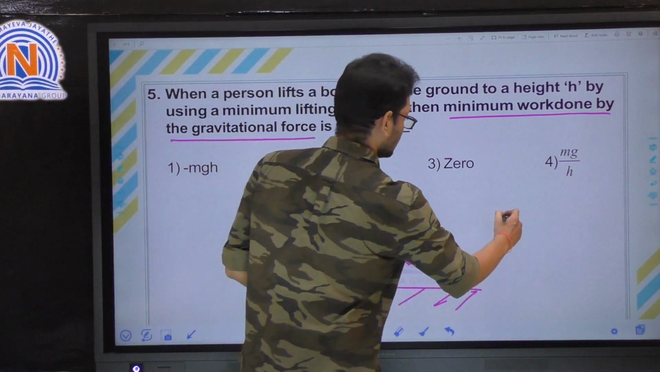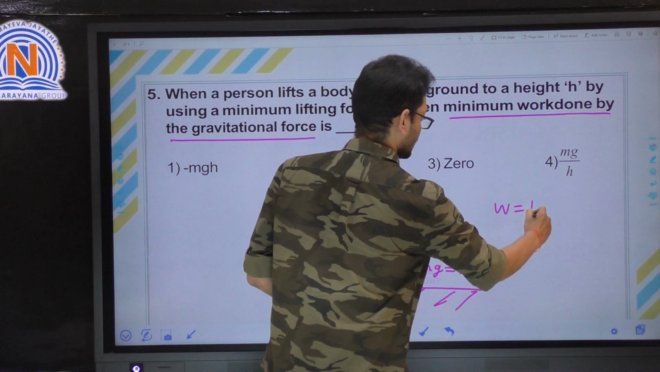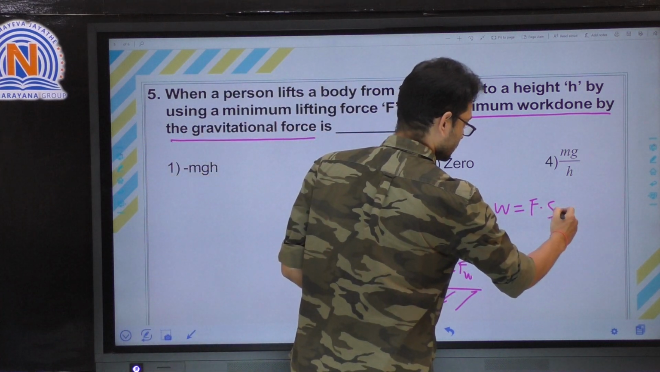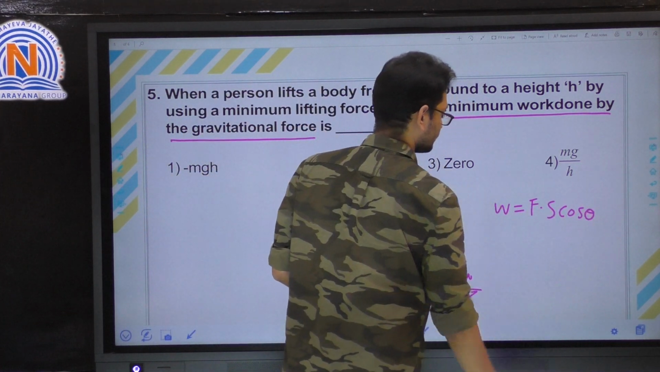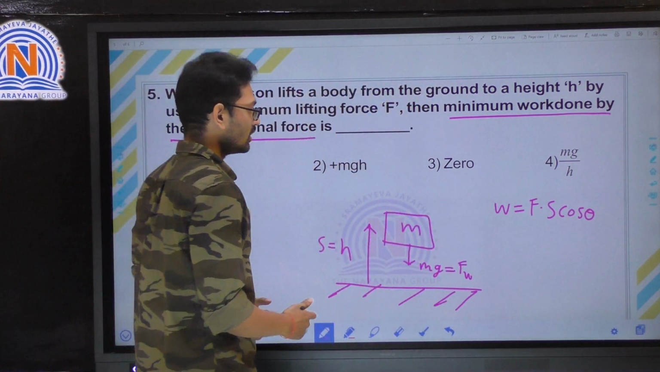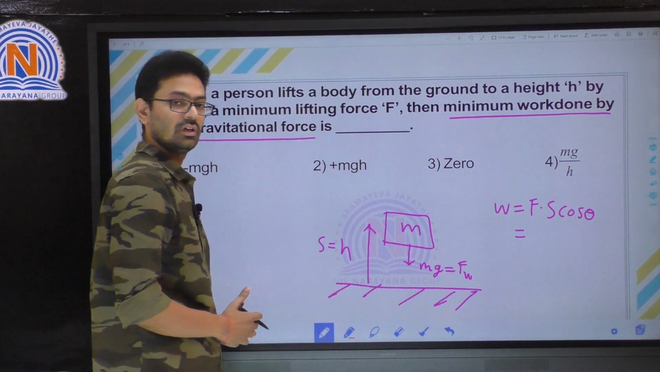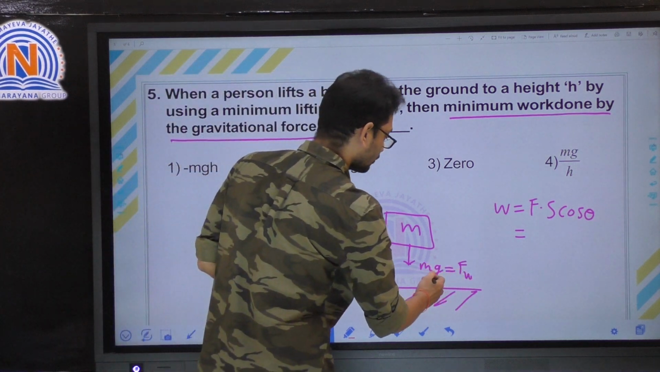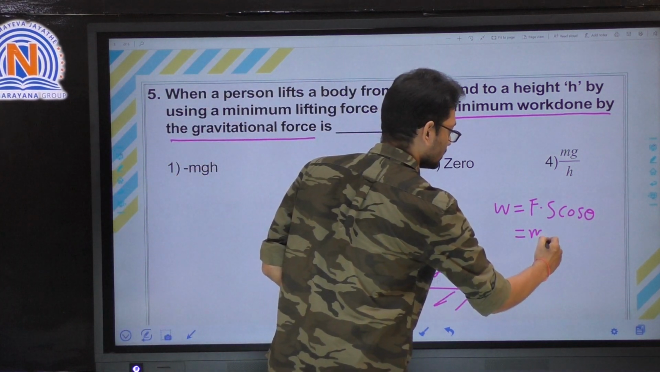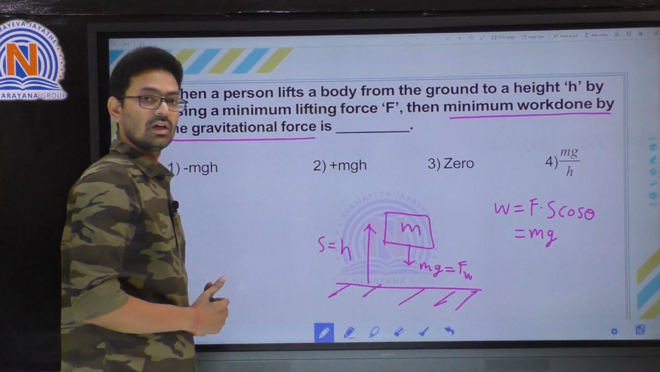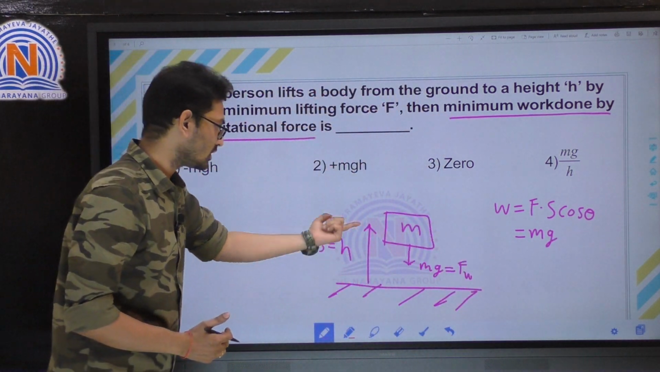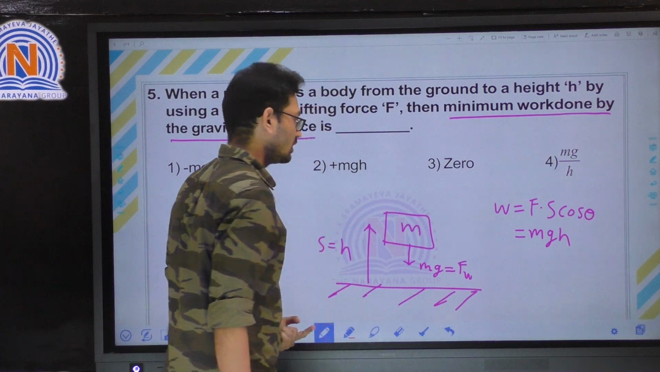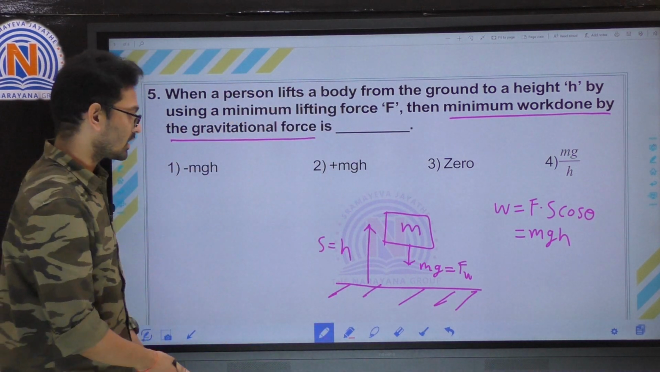Now let us talk about that. So W is equal to F dot S cos theta. Now what is your F value? Which force do they ask you about? They ask you about the gravitational force. So the gravitational force is mg, and I am going to take mg. And which displacement do they ask you about? The displacement of the man who has lifted it to a height h. So displacement is h.